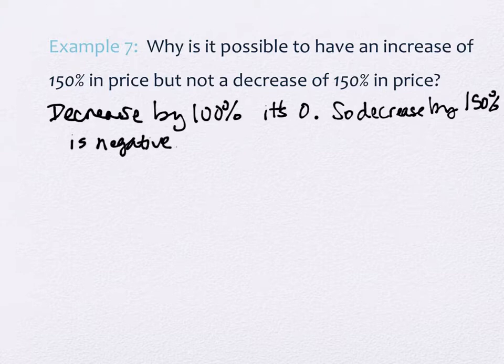Typically speaking, people don't pay you to buy their stuff. It doesn't work like that. Wouldn't it be fun? But it's okay to have an increase of 150%, right? That same $20 item, if I increased it 100%, that'd be another $20. And if I increased it another 50%, that'd be 50% of 20, which is 10, right? So I'd add another $10 on. You can always add value. You can only take away so much.